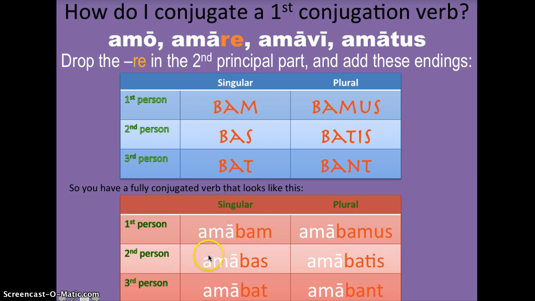Here you go: amabam, amabas, amabat, amabamus, amabatis, amabant. These macrons or long vowel marks are not required, but it's good to know that they're there. Sometimes it helps with pronunciation and especially helps in Latin poetry.